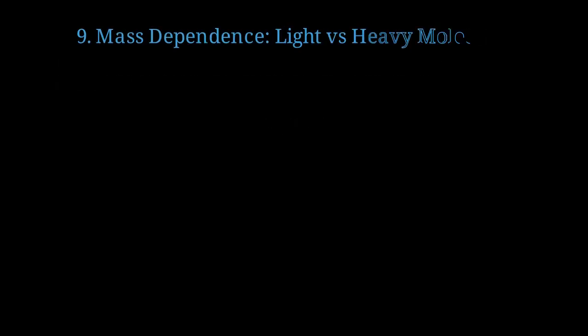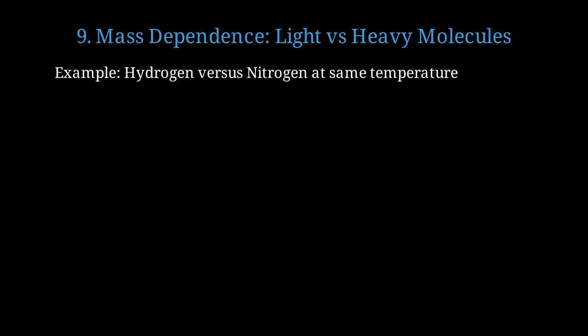Different molecules have dramatically different speed distributions due to their mass differences. Consider hydrogen gas with molecular mass 2 compared to nitrogen with molecular mass 28, both at the same temperature. The most probable speed is inversely proportional to the square root of mass.